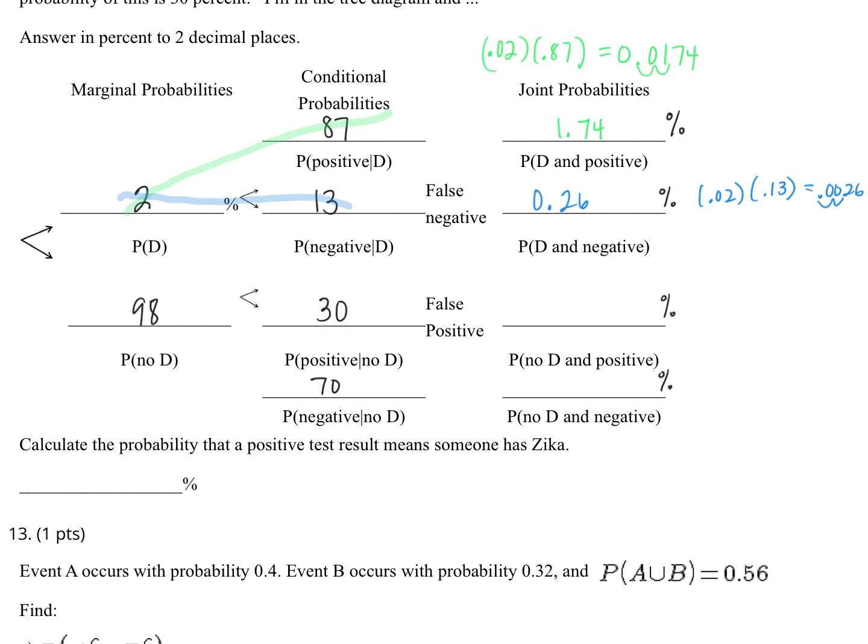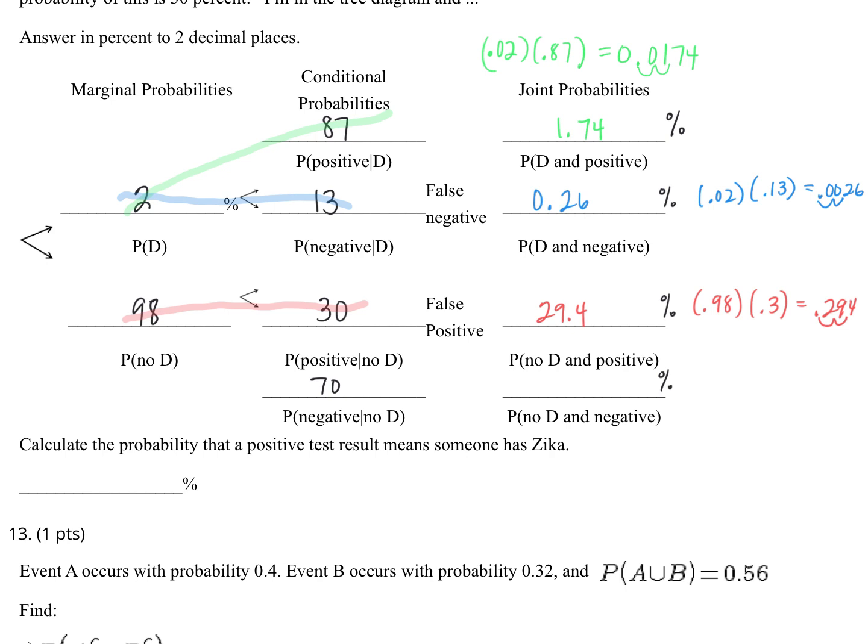Okay, now we're going to follow the next trail. They don't have the disease. They get a positive result on the test. So this will happen 0.98 times 0.3, which is 0.294. So move it over twice. We get 29.4%.